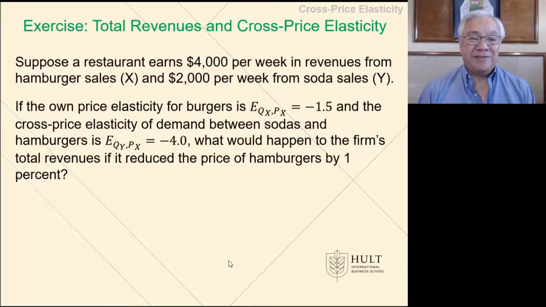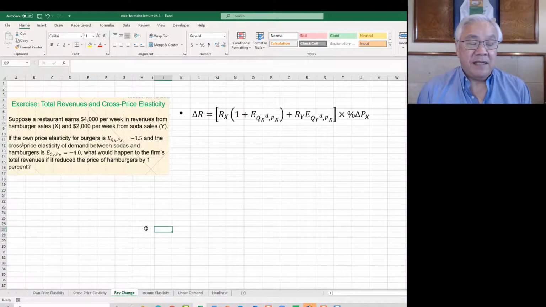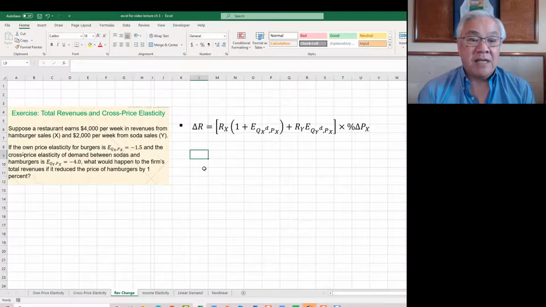Let's use this newfound tool to look at total revenues and the relationship that we get with cross price elasticity. Suppose a restaurant sells $4,000 a week from hamburgers and $2,000 a week in soda. And we're given the own price elasticity of -1.5 for burgers and the cross price elasticity between sodas and hamburgers of -4.0. What would happen to the firm's total revenue if it reduced the price of hamburgers by 1%? Right? So go back to Excel and we'll use this function. On the left, you see the problem, and on the right, you see the expression that we have just looked at previously. All right, so now we're ready to solve this problem because we have the expression above, the data on the left, and we put them together.